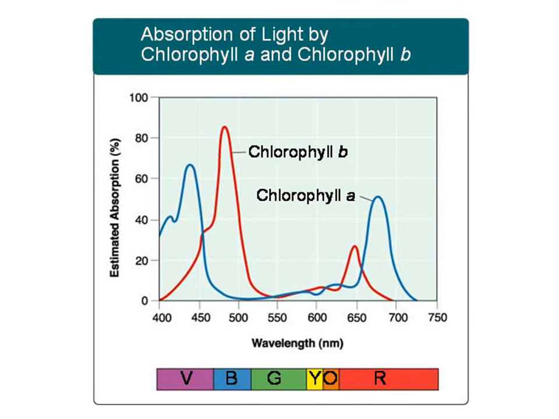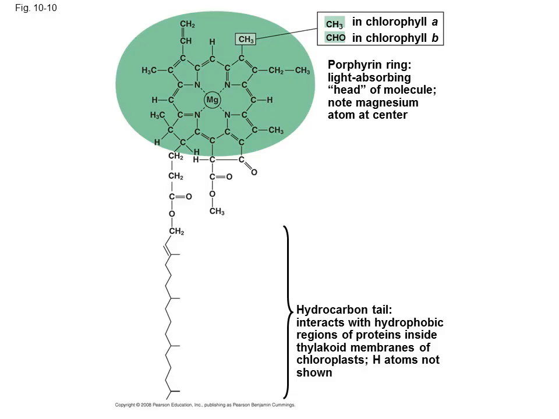Therefore, if it reflects green, that is the color that you see. So whenever you see a green plant, what you are actually seeing is the reflection. That's the light that is being reflected. So therefore you can see it.